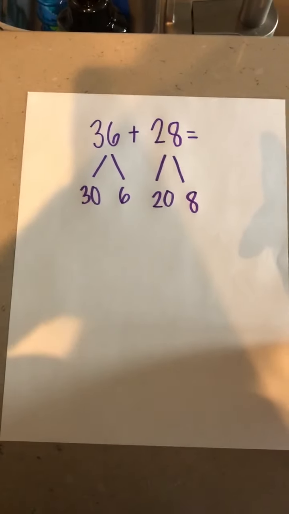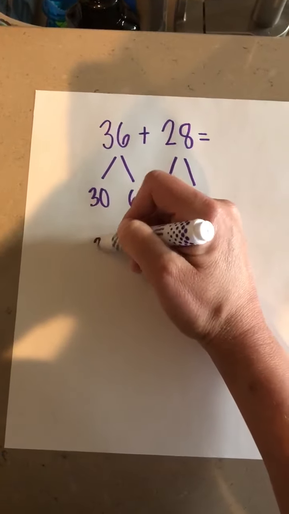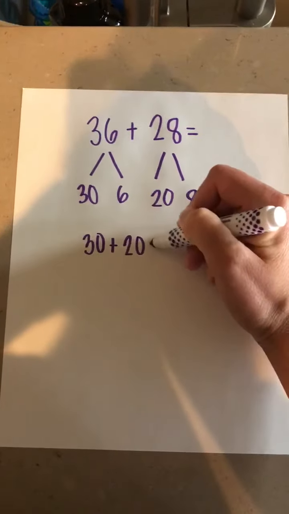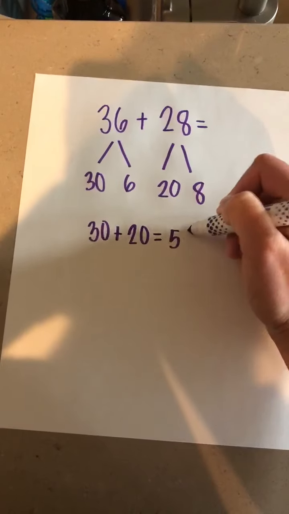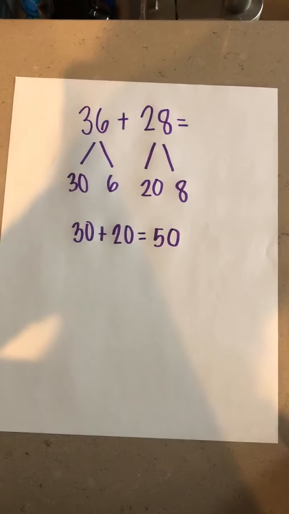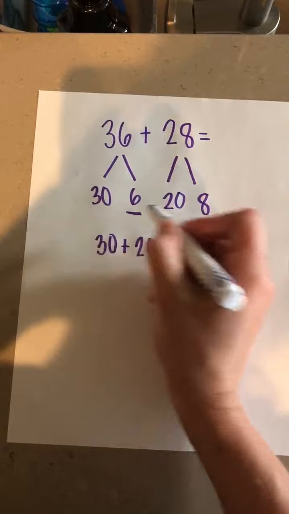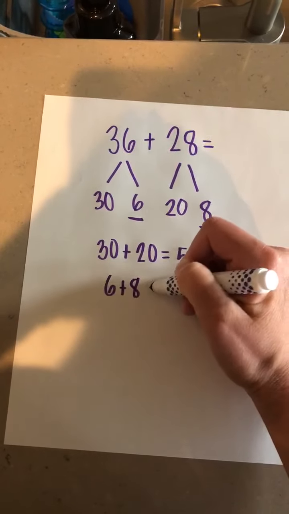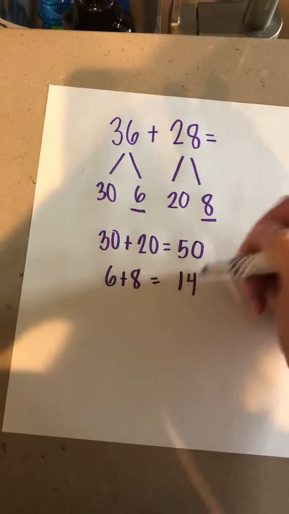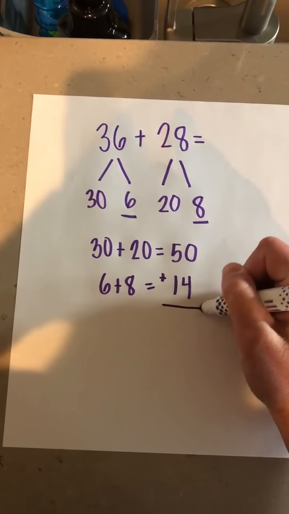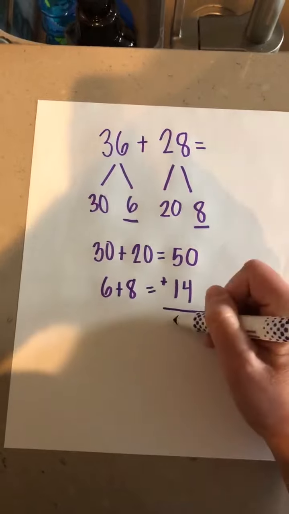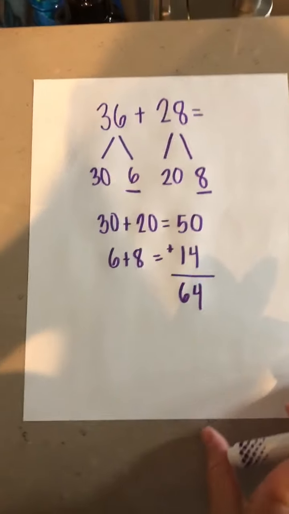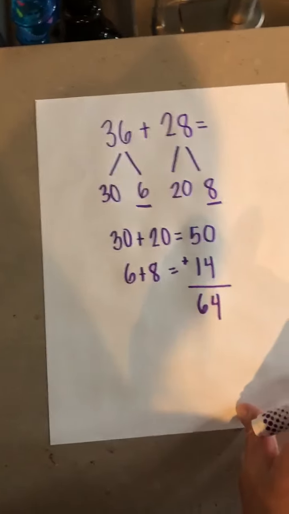So using this partial products model, I can add the tens together. 30 plus 20 equals 50, because I know 3 tens and 2 tens is 5 tens. Then I also have the ones to add. 6 plus 8 equals 14. If I add those together, I have 6 tens and 4 ones. Lots of you have been using this strategy the last couple of weeks and actually months of school.